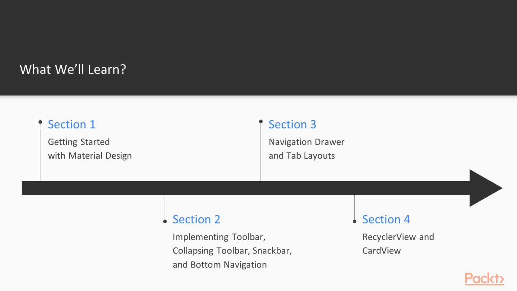In section 1, you will be learning about material design. Then we will move on to section 2, where we will learn about toolbar, collapsing toolbar, and snack bars. Also, we will learn about bottom navigations. In section 3, we will learn about navigation drawers and tab layouts. Then in section 4, we will learn about recycler views and card views.